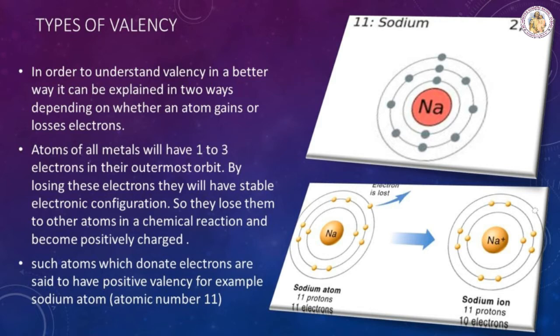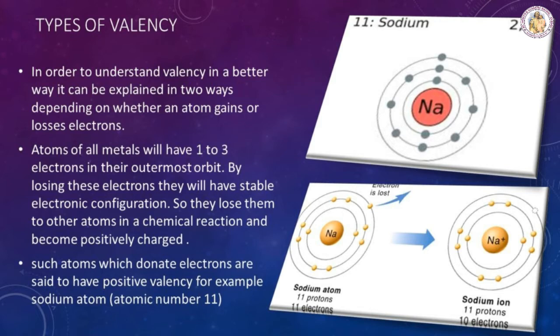For example, in the sodium atom, the atomic number of sodium is 11 and it has 1 electron in its outermost orbit. In order to have stability, it loses 1 electron and becomes positively charged. Thus, sodium has positive valency. Look at the picture for better understanding.